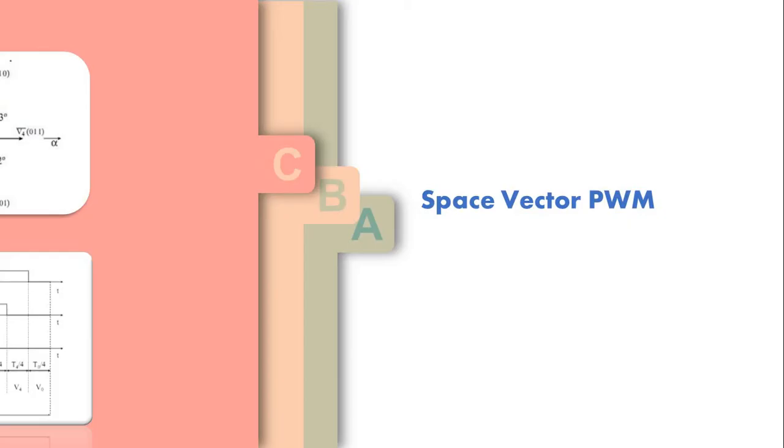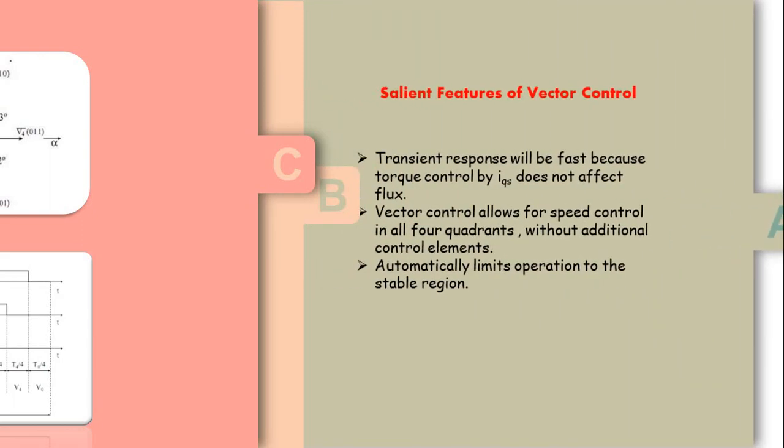The next is about space vector PWM. This is about the salient features of vector control. The transient response is fast because torque control by IQS does not affect flux. Vector control allows speed control in all four quadrants without additional control elements. It automatically limits operation to the stable region.